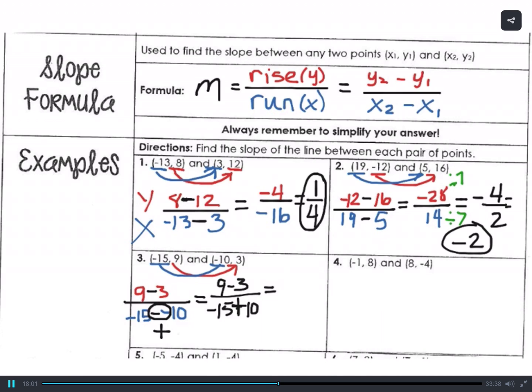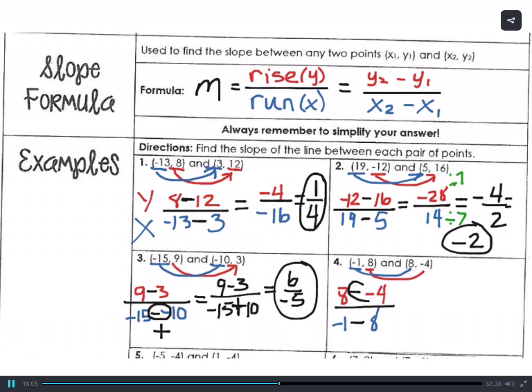And then let's go ahead and finish simplifying this. And again with example 4, I've got minus a negative, which is really going to give me 8 plus 4 on top. Negative 1 minus 8 is negative 9. And then 12 divides by 3 4 times. Negative 9 divides by 3 3 times.